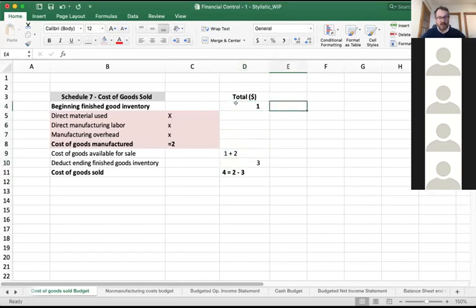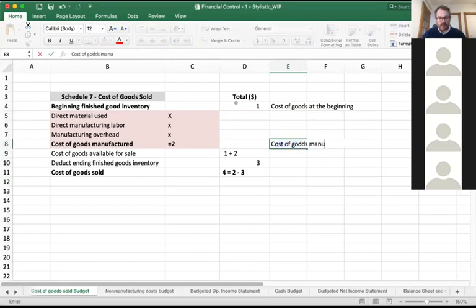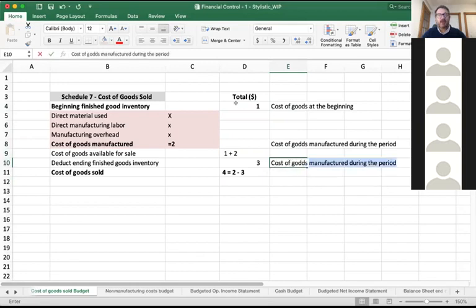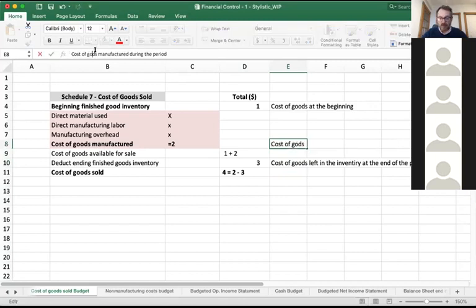Okay, so this is cost of goods at the beginning, cost of goods manufactured during the period, and cost of goods left in the inventory at the end of the period. Okay, so it's not complicated in terms of calculations. So I'll let you try to do it.